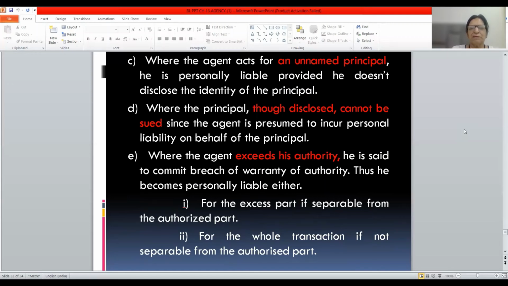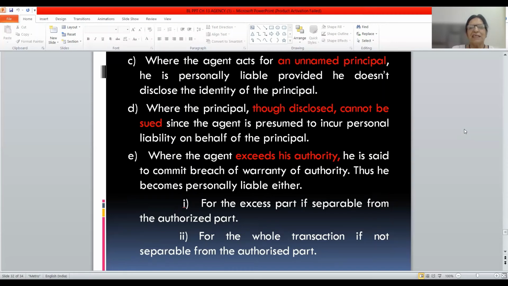Where the agent acts for the unnamed principal, he is personally liable provided he does not disclose the identity of the principal. So, principal is said to be unnamed when existence is disclosed but identity is not. But third party has asked the agent to disclose the identity of the principal, and still he has not disclosed. Then he will be held liable on personal basis.